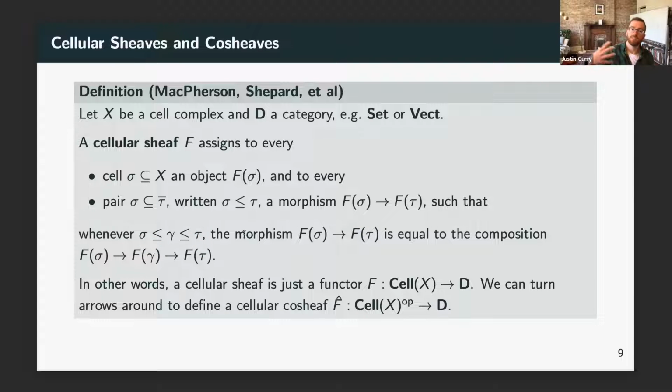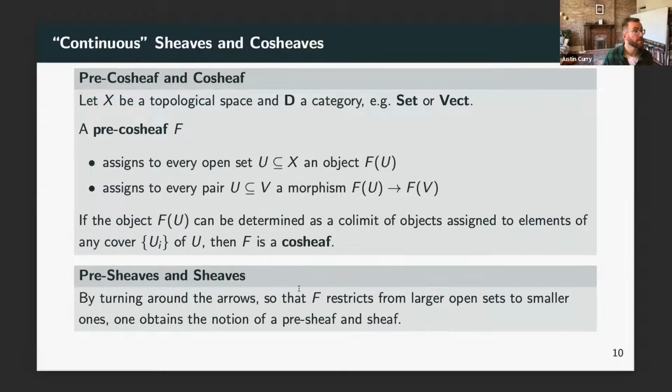And all that can be packaged in a very slick definition, which just says, whenever I have a cell complex, I have a poset of the cells, which records these face relations. And a cellular sheaf is just a functor from that poset. And we can dualize and get the dual notion of a cosheaf as well.